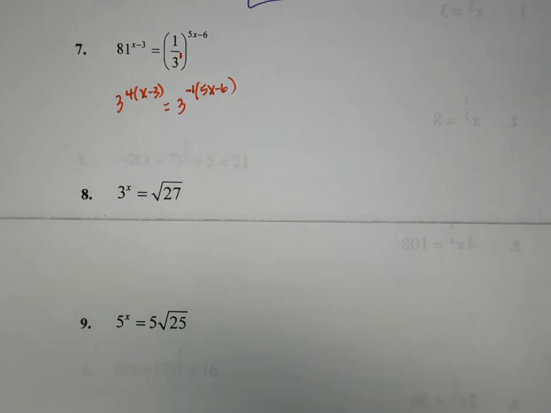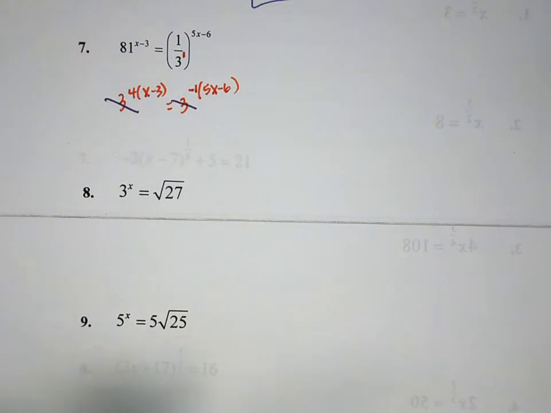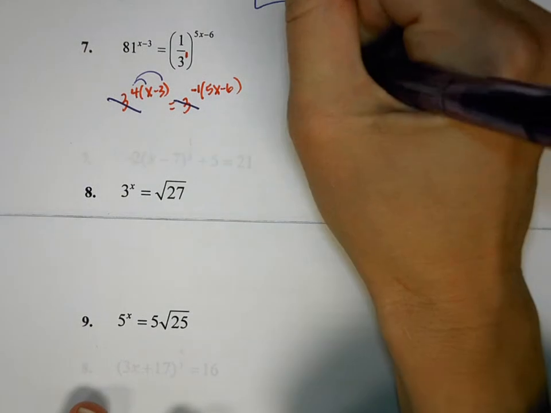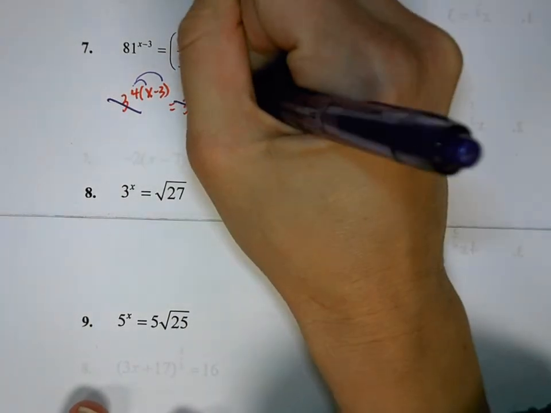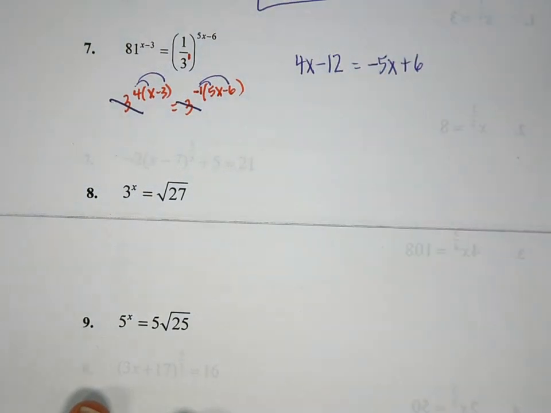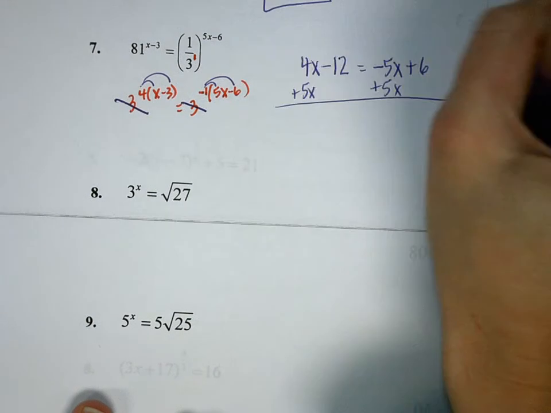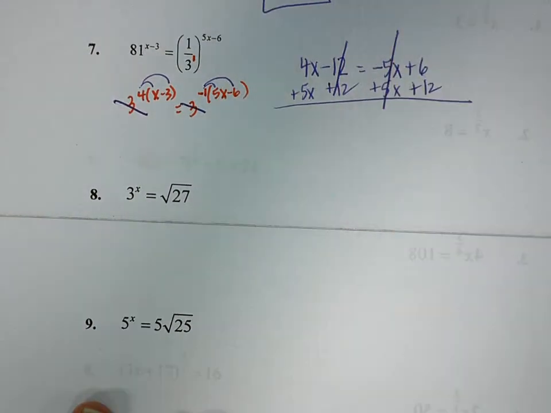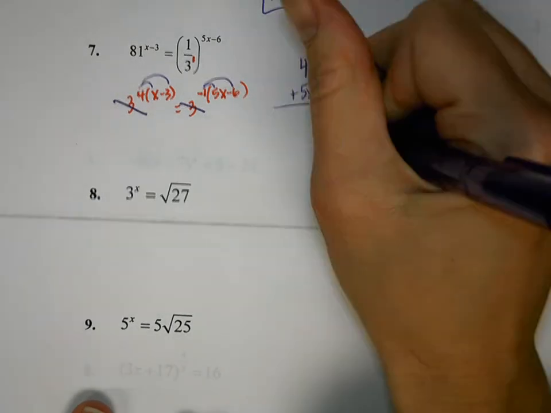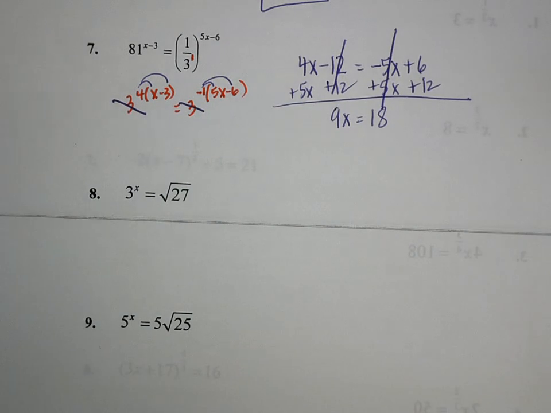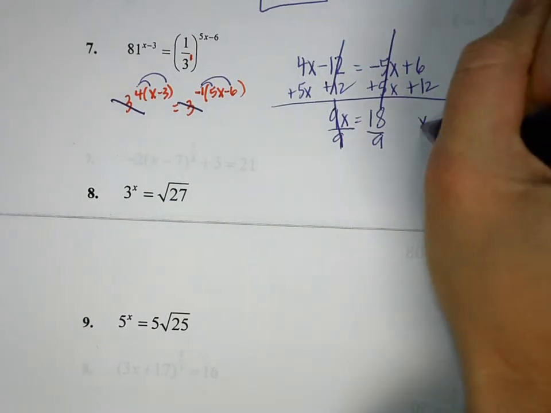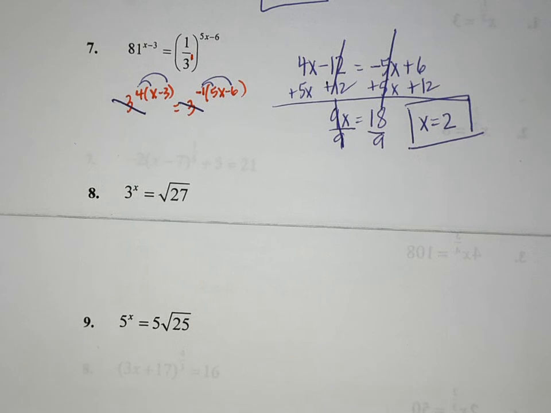So now we have our 3's in the same spot, so we can drop our bases. And then we can solve. First thing I'll do is distribute to make 4x minus 12 equals negative 5x plus 6. You want all your x's together and all your numbers together. So I will add 5x to both sides, and I'll also add 12 at the same time to save myself some energy. And 4x and 5x is 9x equals 18. Does it matter which side you bring it to? No, because if you did the opposite way, you'd get negative 9x equals negative 18, and you'd still end up with positive 2. Okay? So then I divide by 9 on both sides, and I get x equals 2 as my answer. Questions? All right.